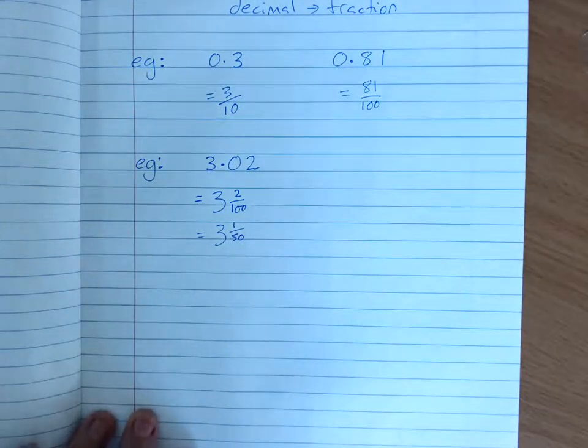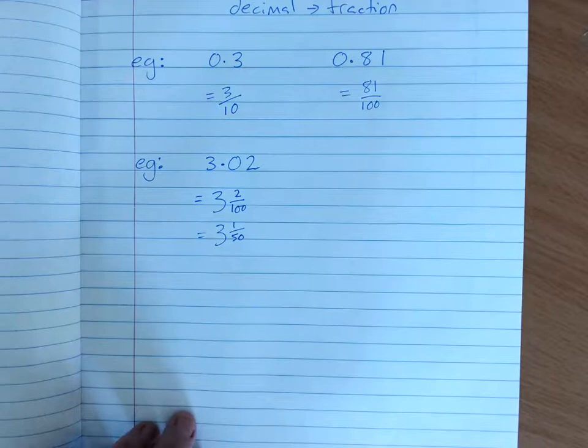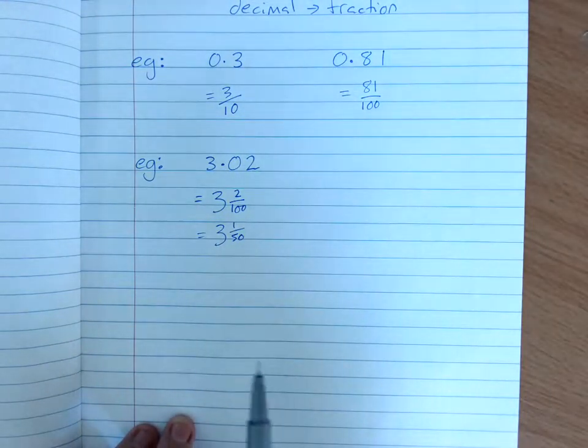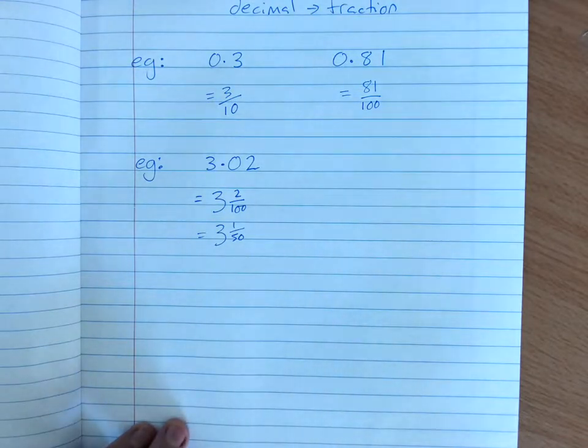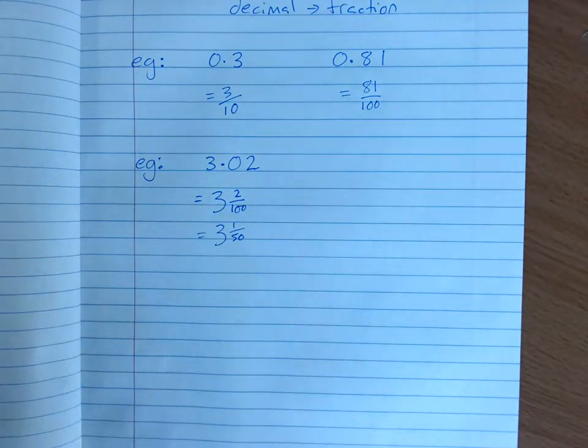So that's decimals to fractions. That's much easier because it's just the same steps the whole time. Change it to a fraction and simplify if you can.